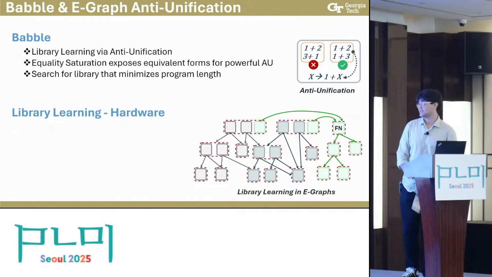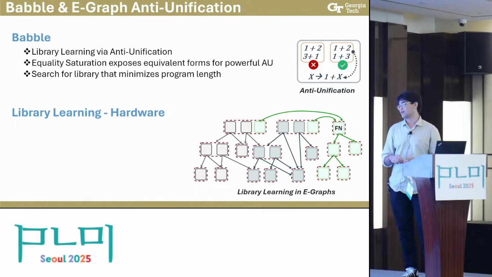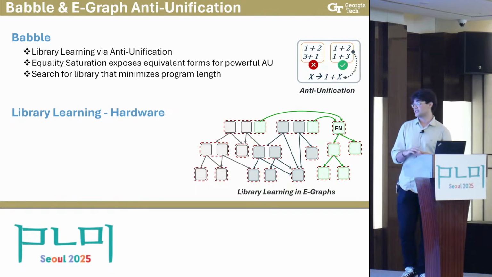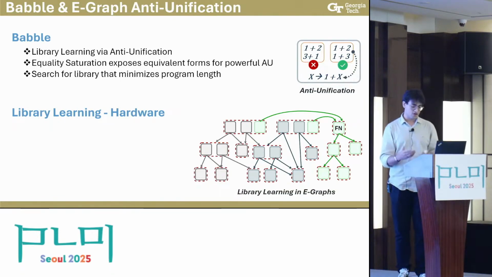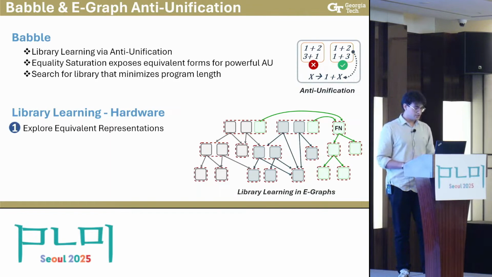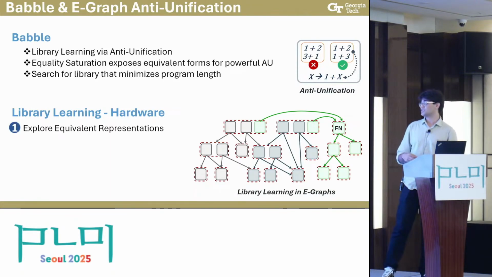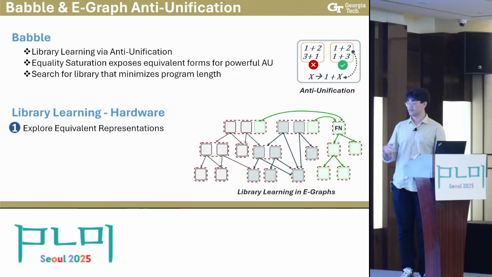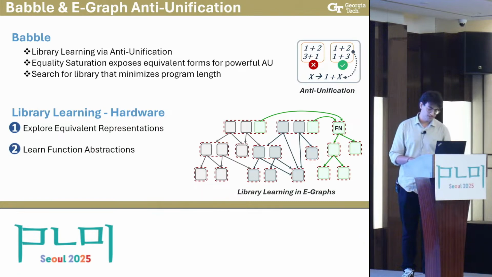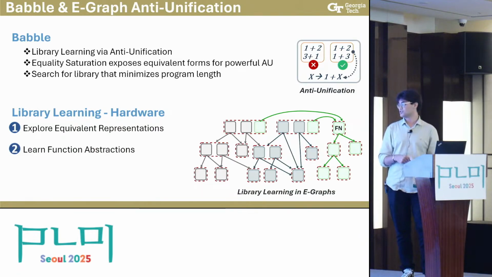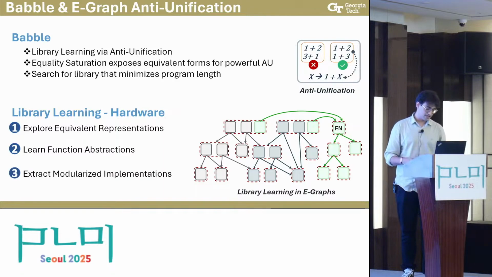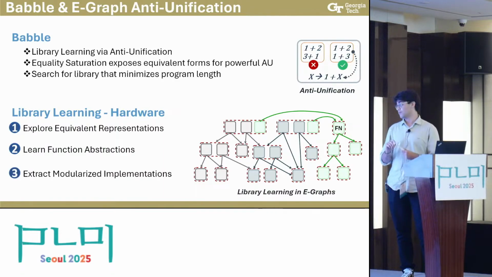And then we want to basically take these same ideas of library learning and apply them in hardware, because when you find hardware common functions in your HLS designs, this is going to equate to a common hardware module in an architecture. So step one is to actually explore equivalent representations of our input HLS designs so that we can learn useful hardware modules. So that's step two, is learning these actual function abstractions. And then step three is when we have a function and then a modularized implementation, we need to select the best one for our hardware.